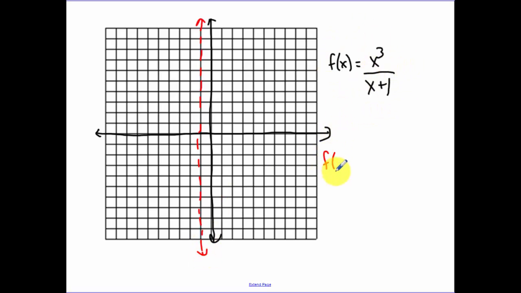And make sure with your syntax you're typing it in x to the third divided by. Now make sure you're putting the whole denominator in parentheses, or else you're not going to get the right graph.